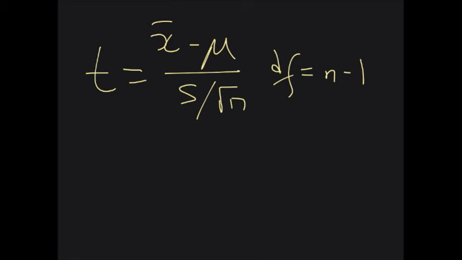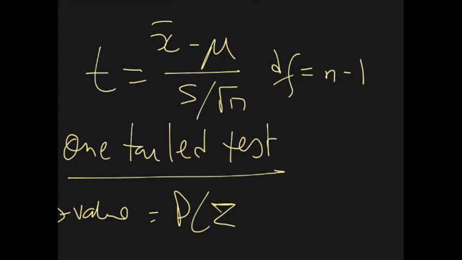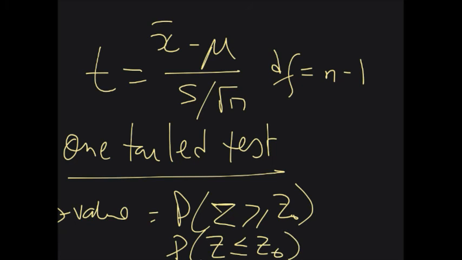In the case of a one-tailed test, the p-value is either equal to P(z greater than or equal to z0) or P(z less than or equal to z0). So basically that's a one-tailed test, right? That's if we're using z.